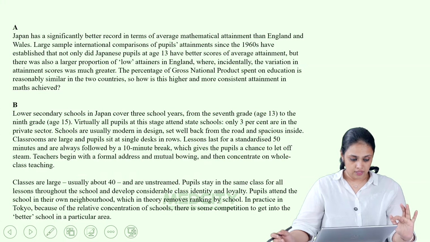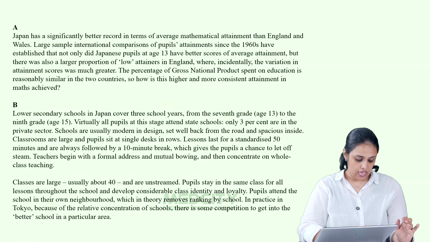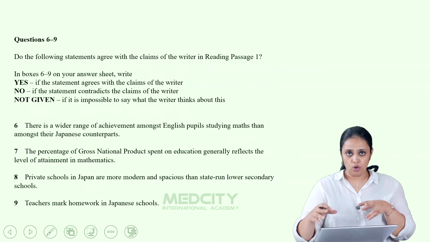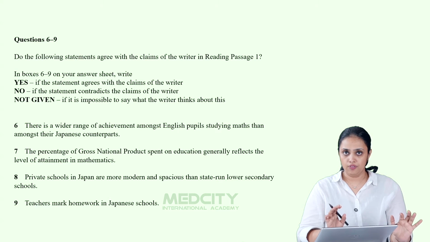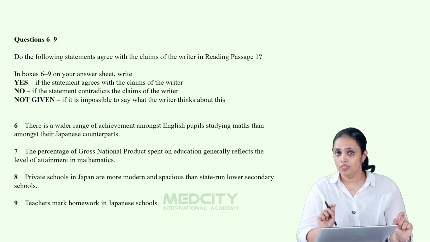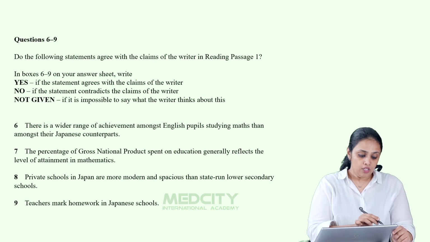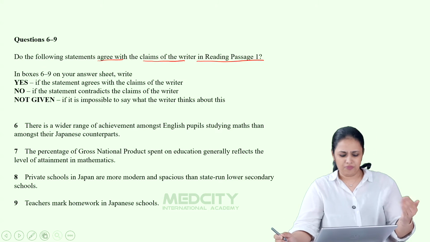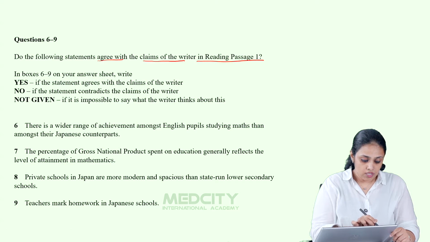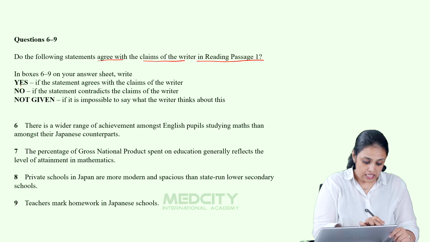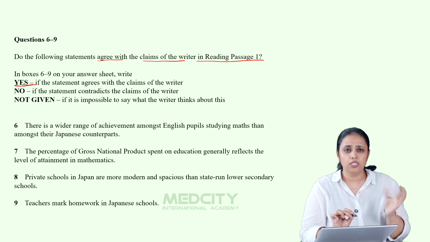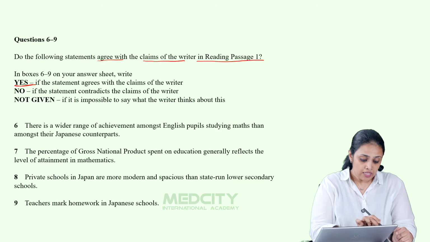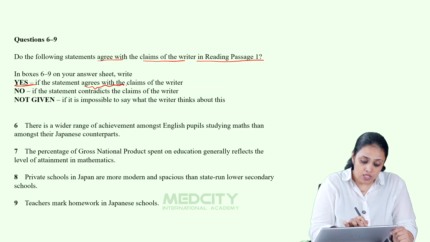Here you have the reading passage with multiple sections A, B and so on. I've not included all of those. Now here we have a set of yes, no, not given questions. So whatever the question type is, the first step is to read the instruction carefully. Do the following statements agree with the claims of the writer in reading passage 1? In boxes 6 to 9 on your answer sheet, write yes. See, in the instruction they have given it as write yes, Y-E-S. So it is always better if you write it completely. Why take risk? Yes, if the statement agrees with the claims of the writer.